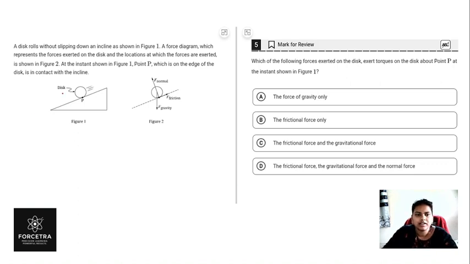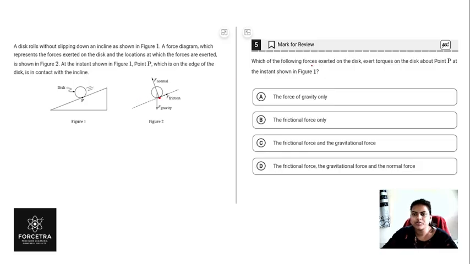This is a disc. A disc rolls without slipping down an inclined plane as shown in this figure. A force diagram which represents the forces exerted on the disc and the location at which the forces are exerted is shown in figure 2. At the instant shown in figure 1, point P, which is at the edge of the disc, is in contact with the inclined plane.